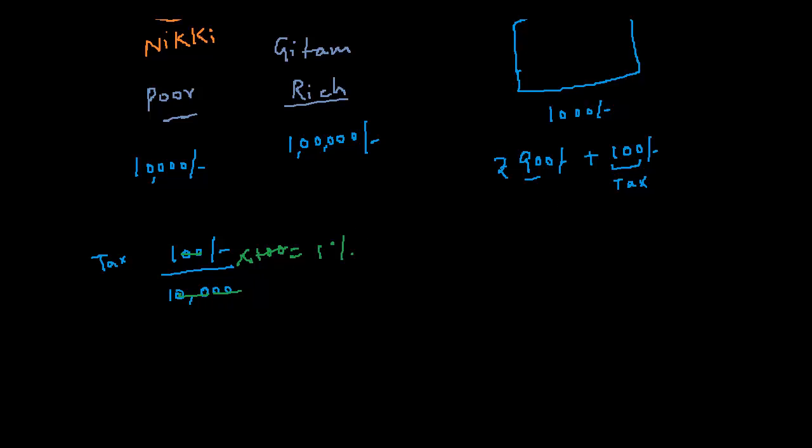Now, what's the amount Geetam has paid when she went to purchase the same kind of grocery items? She also paid 100 rupees in tax, and her total income was 1 lakh. Let's see the percentage that Geetam has paid. This comes out to be 0.1%. So the rich person, Geetam, has paid only 0.1% tax, and Nikki, who was poor, has paid 1% tax.